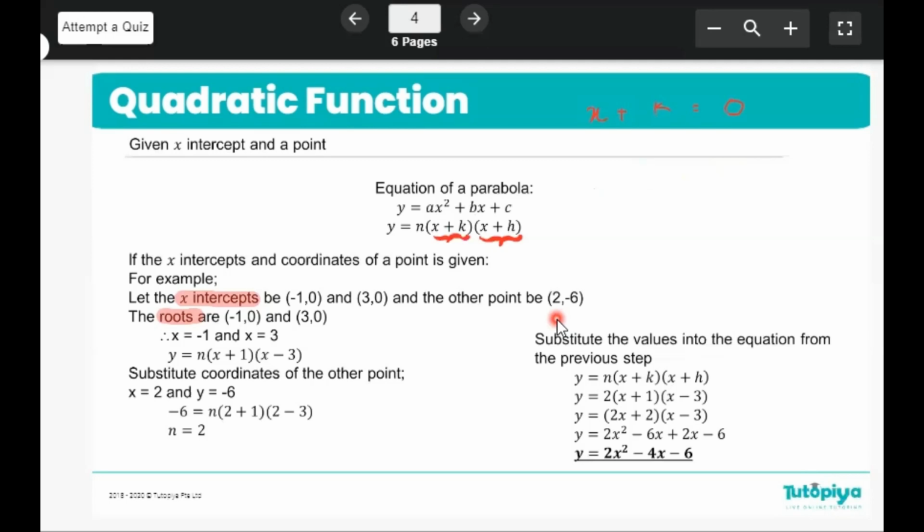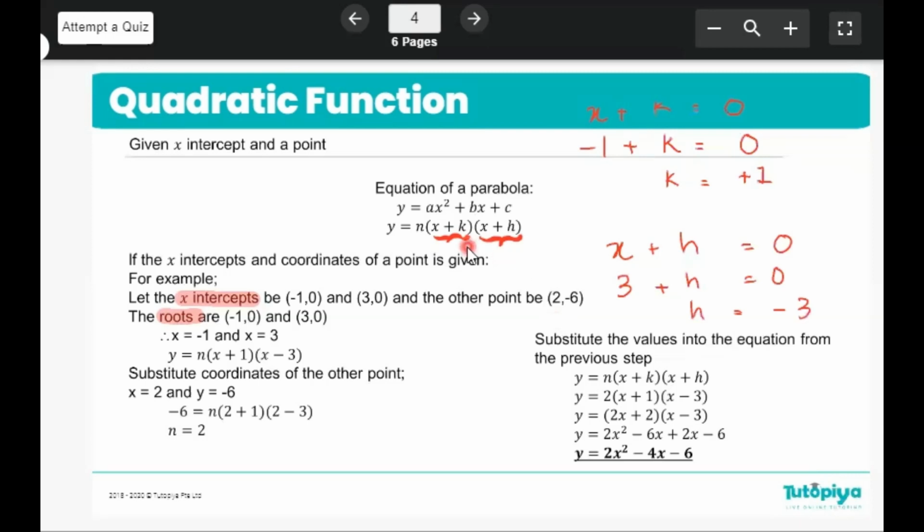Now, if I look at the root that we've been given, the first root that we've been given is -1. So I'm going to replace x with -1 here. And this means that my value of k should be +1. Similarly, I can also work out what the value of h would be. So I know x plus h should be 0. The second root is 3, so x would be 3 at my second root, and h would be -3.